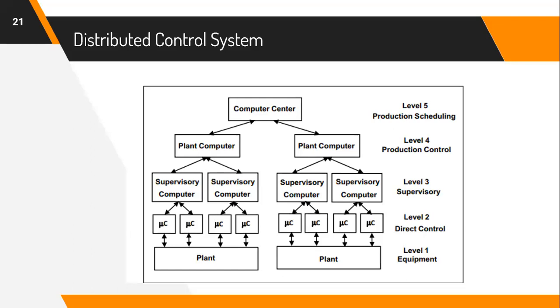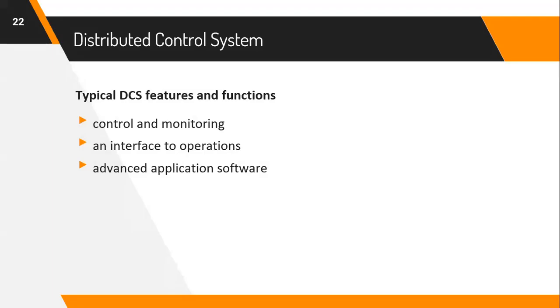The various plant management systems, such as inventory management and control, billing, invoicing, and statistical quality control, exist in level 4. The highest level is level 5, which is used in large industrial plants to provide plant management with extensive process and operation information and to perform production scheduling. So the typical DCS provides a wide variety of features and functions such as control and monitoring, an interface to operations, and advanced application software.